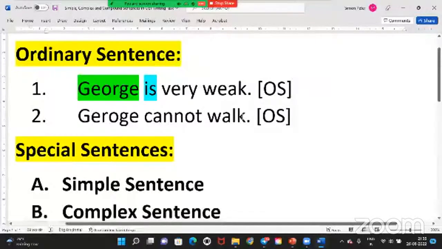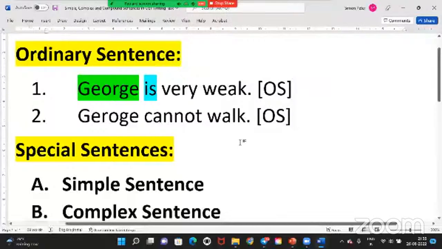So, there is a subject and there is a verb. When there is one subject and one verb, it is called an ordinary sentence. Only one subject and only one verb. Now, when you join these two sentences, and still you have only one subject and one verb, then it is called a simple sentence.